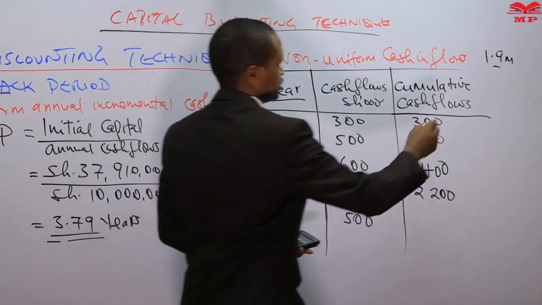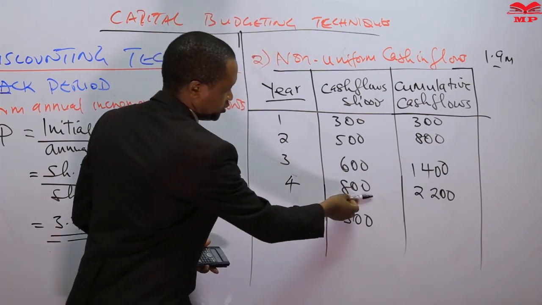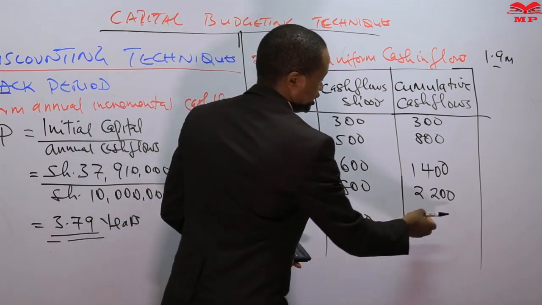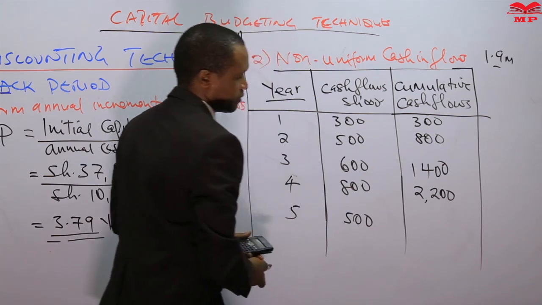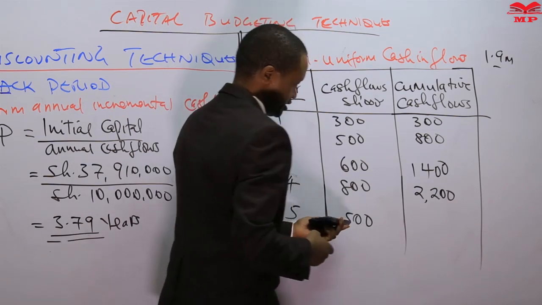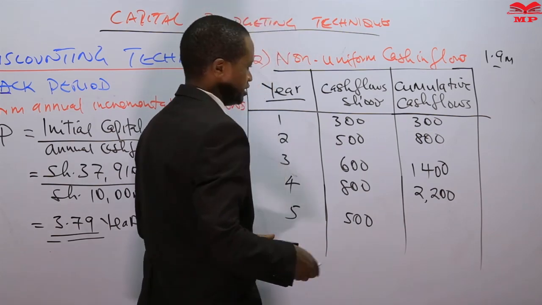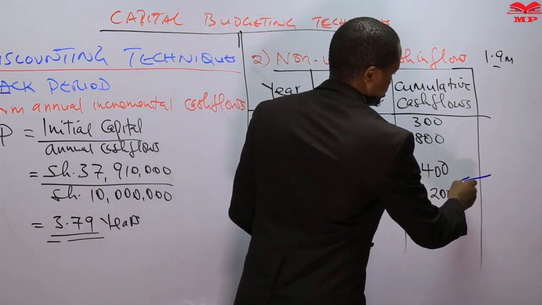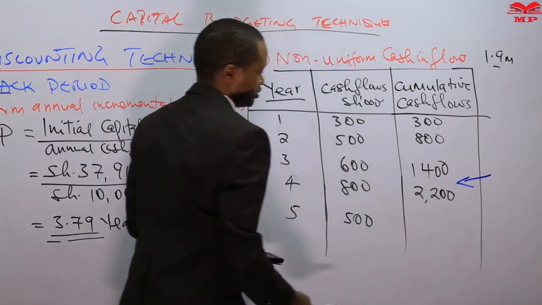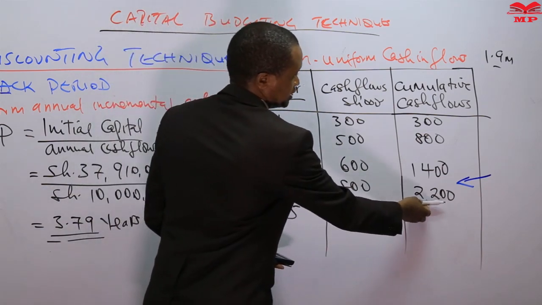2.2 million. As you can see, at the end of year 4, the project has cumulative cash inflows of 2.2 million. So that means that the payback period lies between year 3 and year 4. By the end of year 4, we have excess.